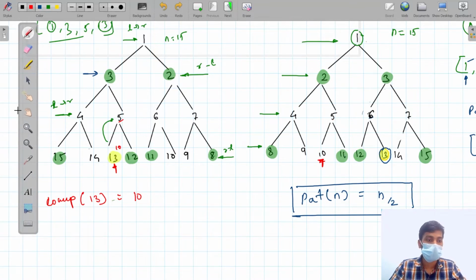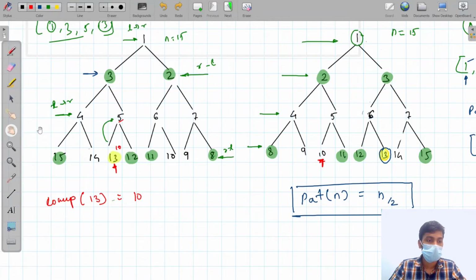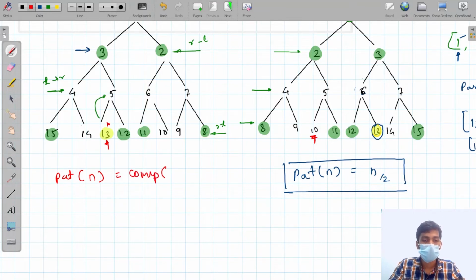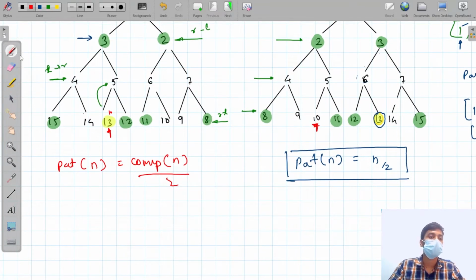What I am trying to say is that if somehow, instead of this 13, I am able to put the value 10 here, then I'll be able to achieve this 5, right? So if I write the complement of 13 as 10, what formula can I derive? Parent of 13, or parent of n, let's say this 13 is n, is nothing but complement of n by 2.